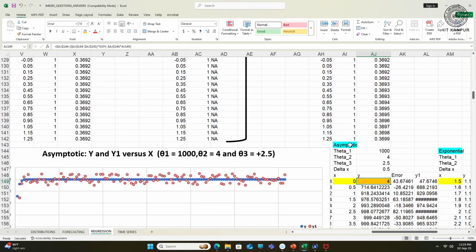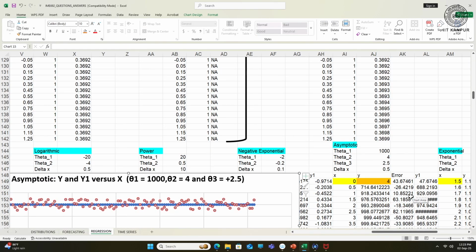So, with this we will end this class where we have discussed two different models in detail, the asymptotic one and the one related to the negative exponential. In the 46th, which was the previous lecture, we discussed the logarithmic one and the power one. And we will continue discussing more such simulations in detail in the subsequent class.